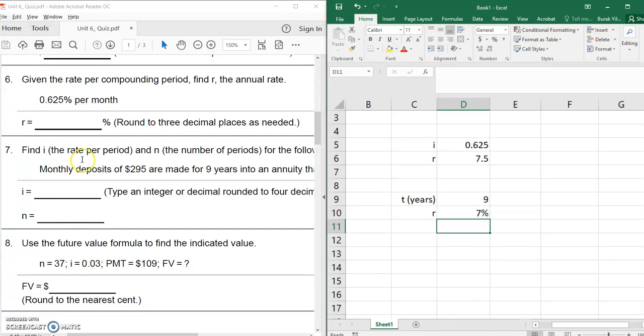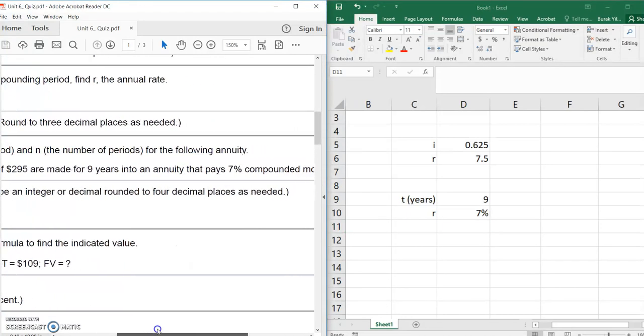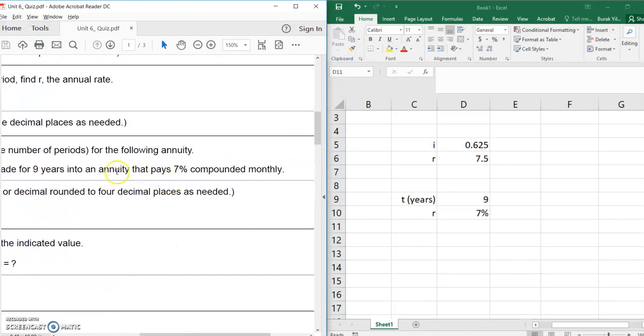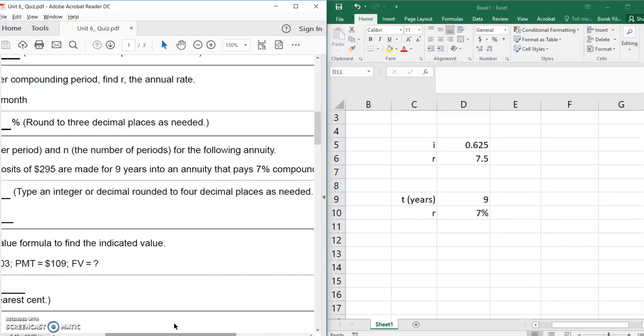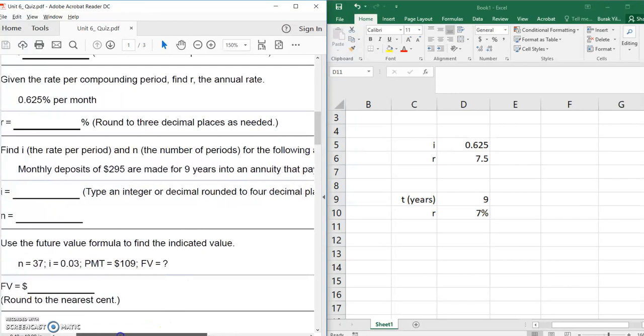So this time they're giving you R, the annual rate: an annuity that pays 7% compounded monthly. So 7% is the annual rate. It's R. So R is 7%. We just know that this account compounds monthly. So that's not the monthly rate. It's the annual rate, but it compounds monthly.